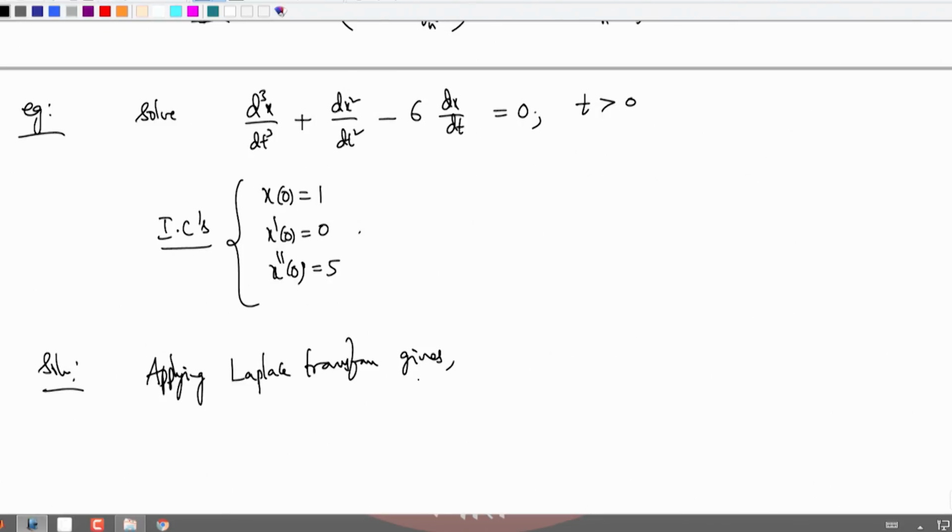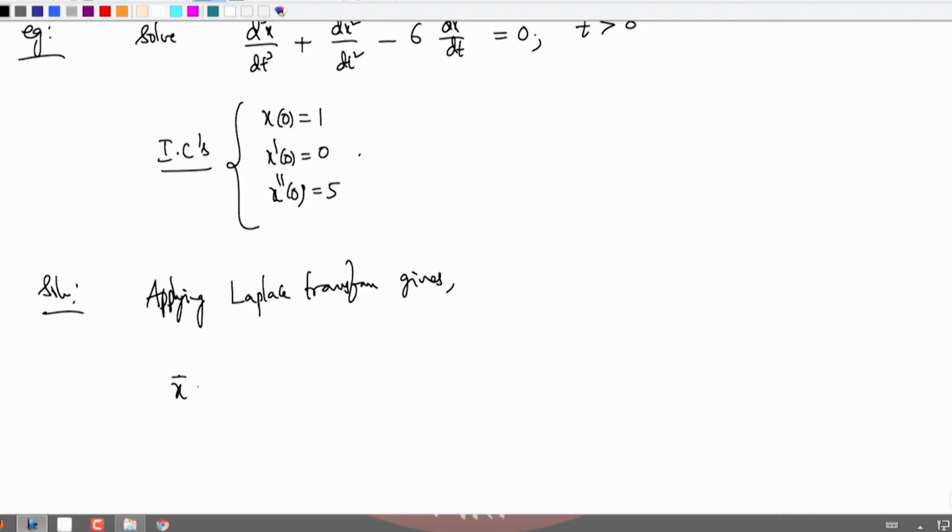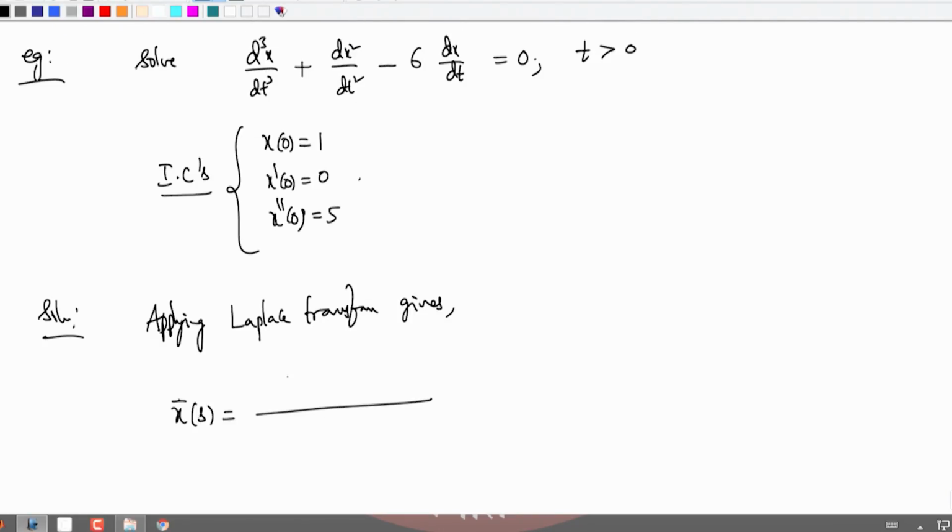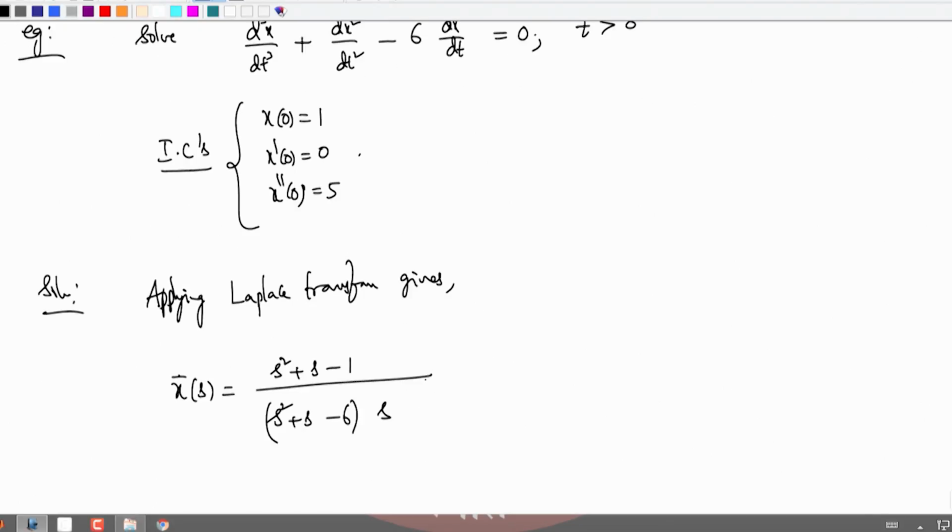What you get is x bar of s. Let me write this directly. The right hand side is 0, so phi of t is 0, and we do not have that term. So, you have simply that P n minus 1, which for the third order is a second order term, with numerator s square plus s minus 1. The denominator is a third degree polynomial in s, that is s cube plus s square minus 6s. So, s is common, you can take it outside and write it like this.